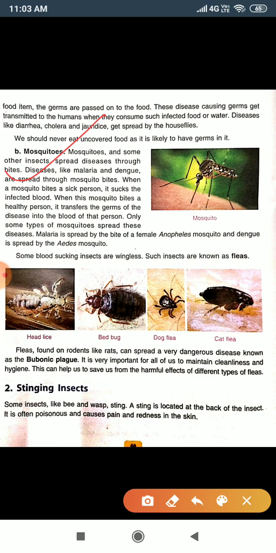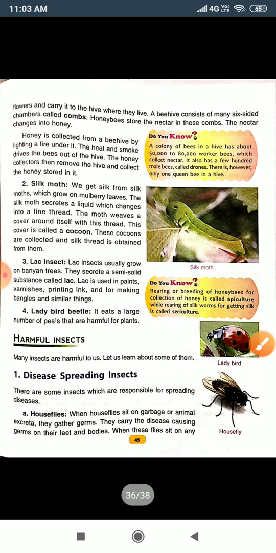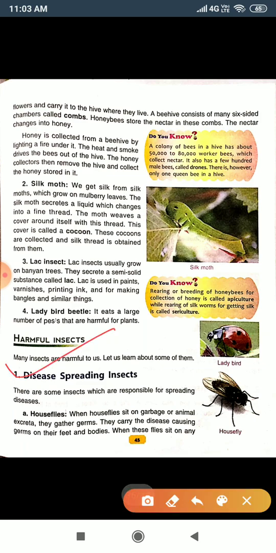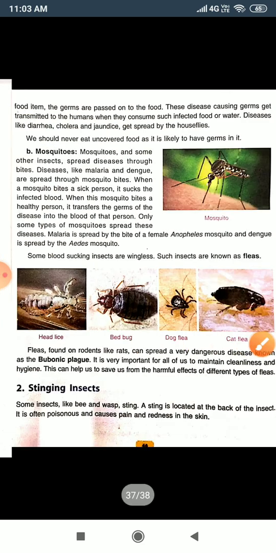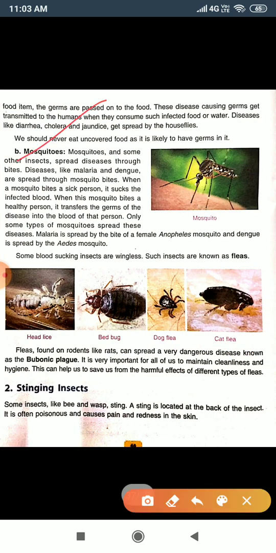These harmful insects are divided into 2 categories. Number 1 category is the disease spreading insects. What? Disease spreading insects, that means the insects which are responsible for spreading disease. In disease spreading insects, two types of insects are there: number 1 is the housefly, and the second one is the mosquito. So these are the disease spreading insects.